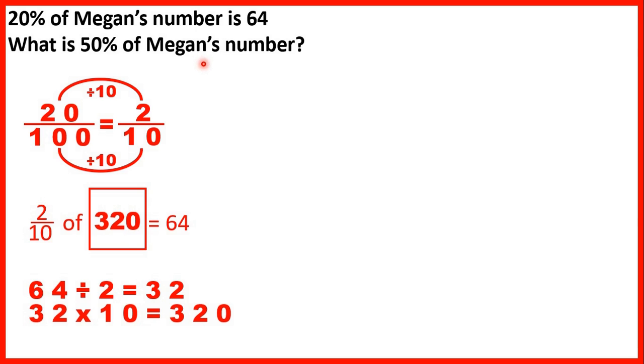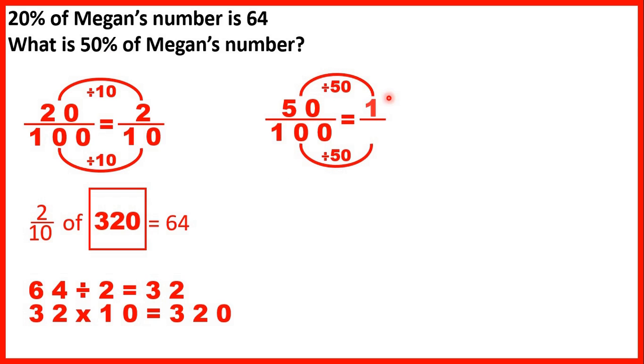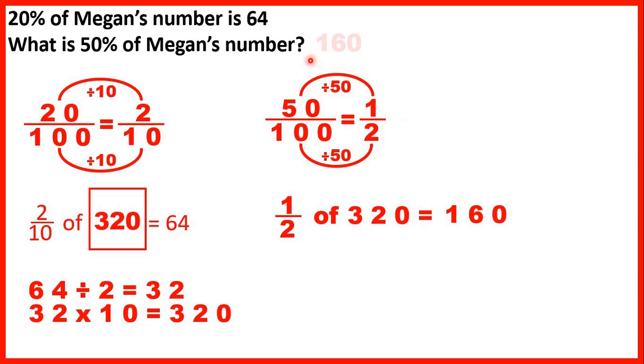So Megan's number is 320, but we want to know 50% of Megan's number, so 50% of 320. 50% is the same as 1/2, and 1/2 of 320 is 160, because 320 divided by 2 is 160.